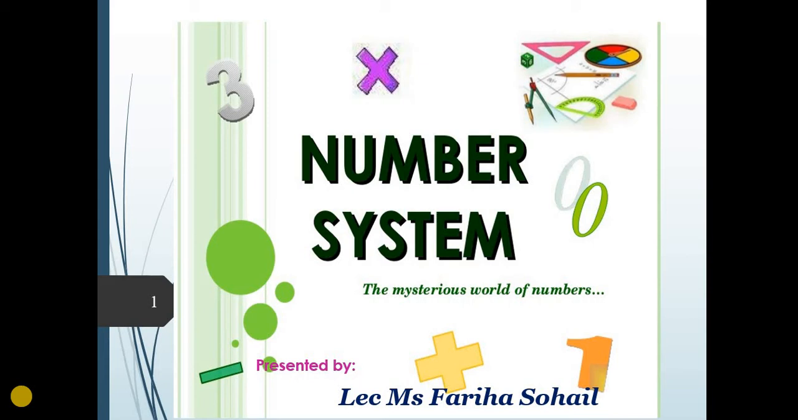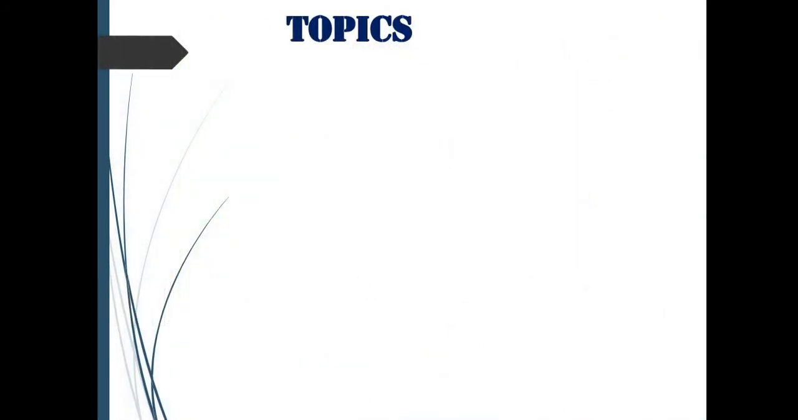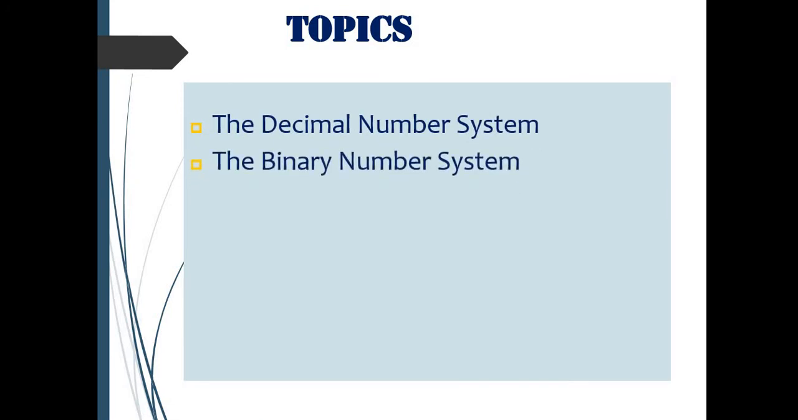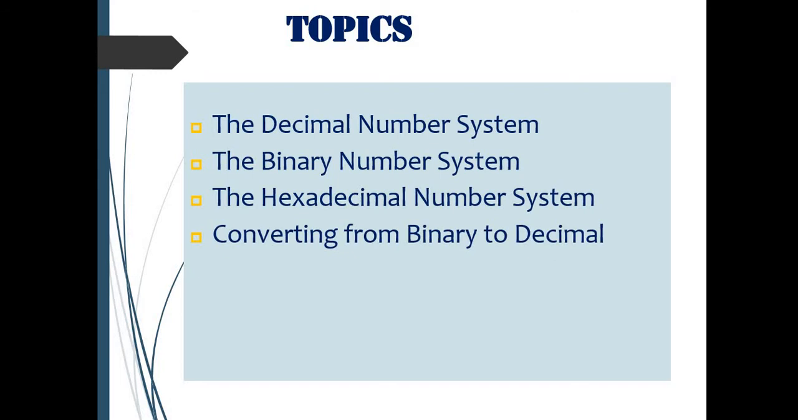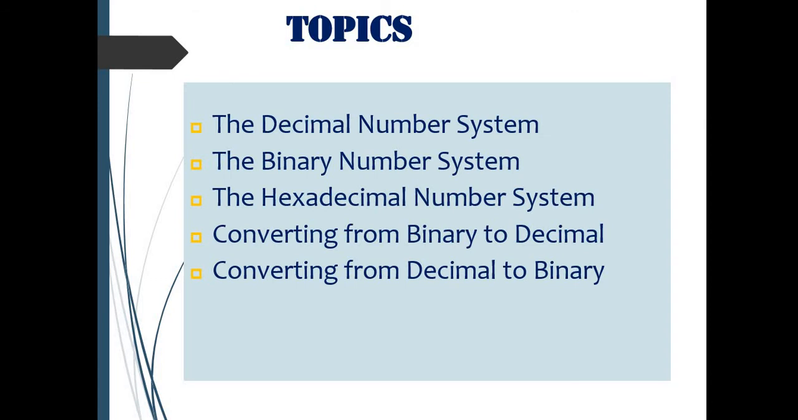The number system which we use in our computer. Okay, so let's start. What kind of number system are we going to learn today? Number one, decimal number system, binary number system, hexadecimal number system, and their conversions: binary to decimal, decimal to binary, and from hexa to binary and decimal.